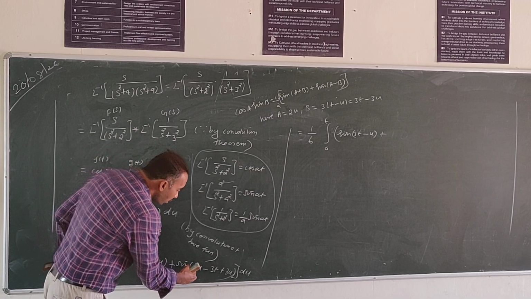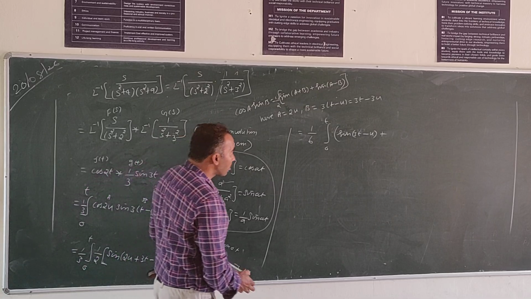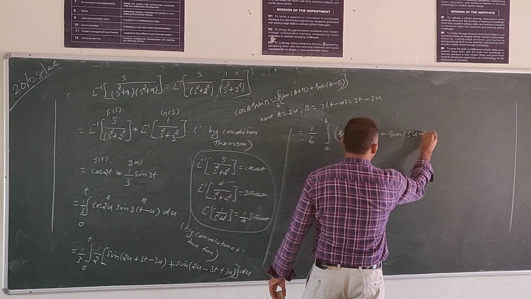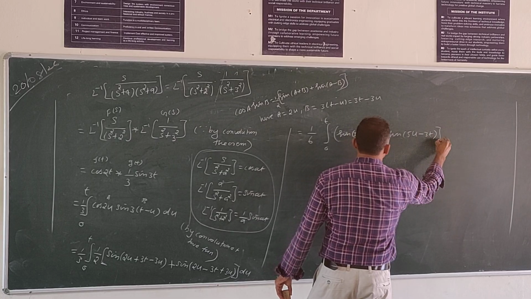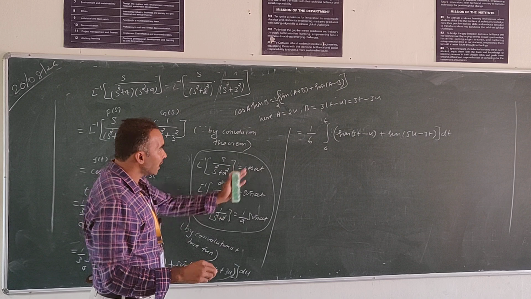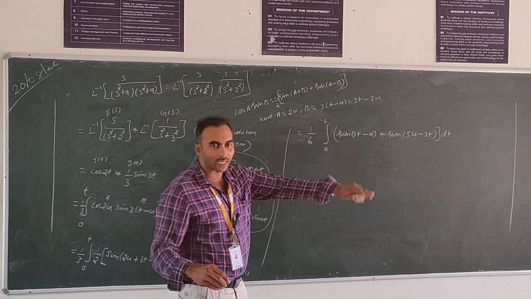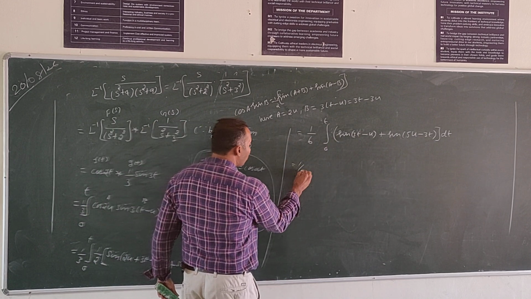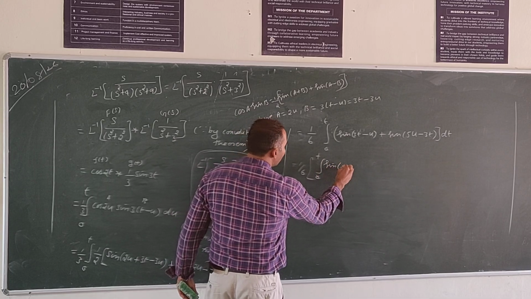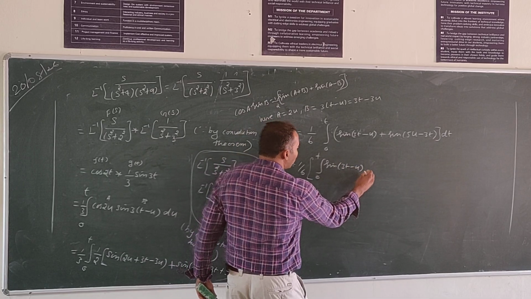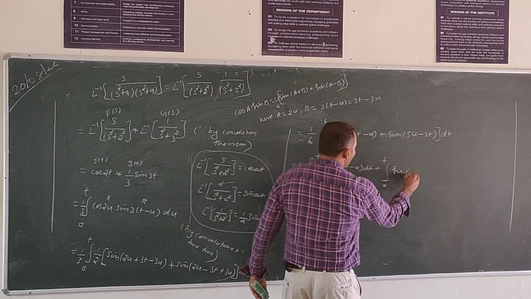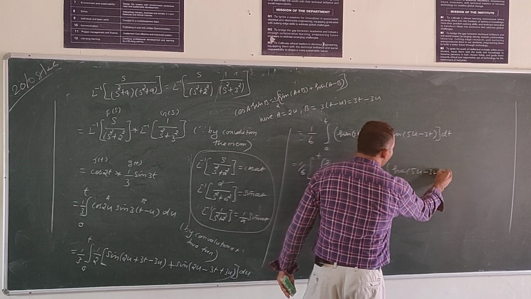So 5u minus 3t, sin(5u minus 3t) dt. Next, bring the integration inside the bracket: 1/6 times the integral from 0 to t of sin(3t minus u) dt plus the integral from 0 to t of sin(5u minus 3t) dt.